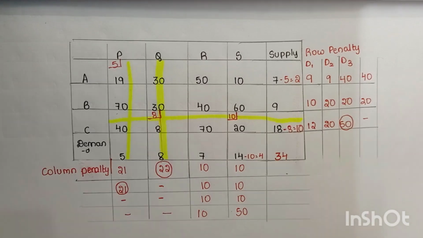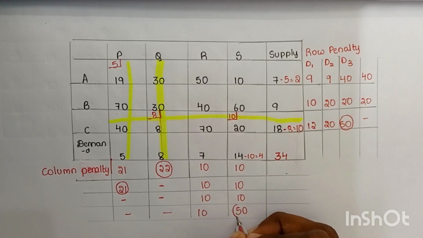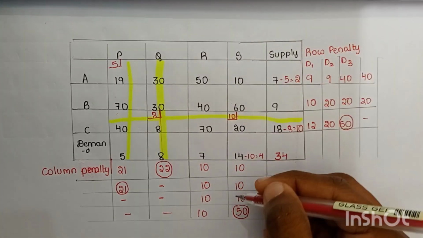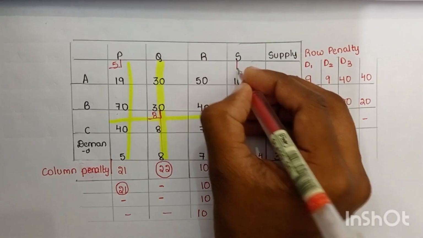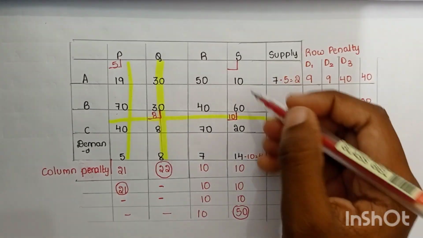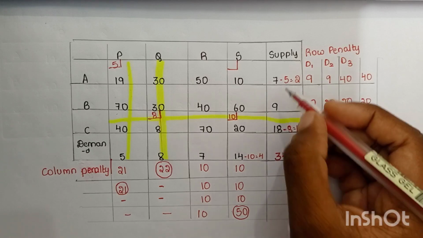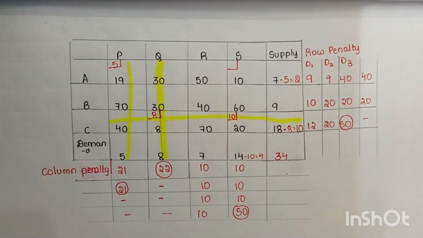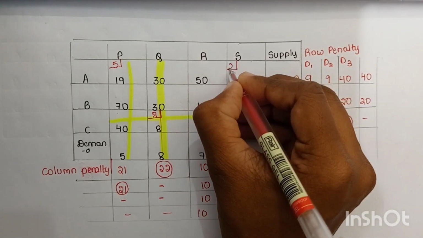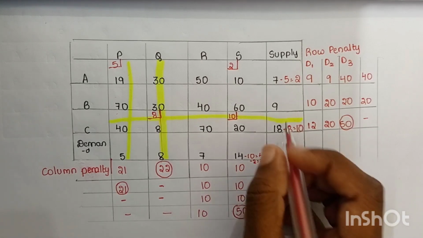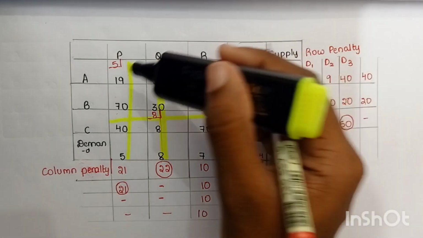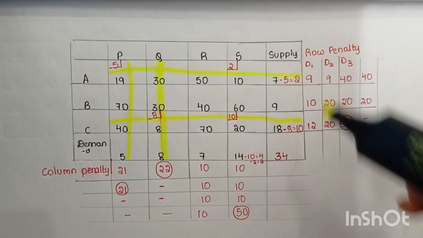So when we consider all these values, the highest number is 50. So I will select this 50 and I will select this column for allocation. Among 10 and 60, the least value is 10, so I will allocate in the cell. The demand is 4 and the supply is 2. So I will allocate that 2 here and I will deduct the 2 from 4. So 4 minus 2 is 2. As I have given everything in this row, I will just strike off this.